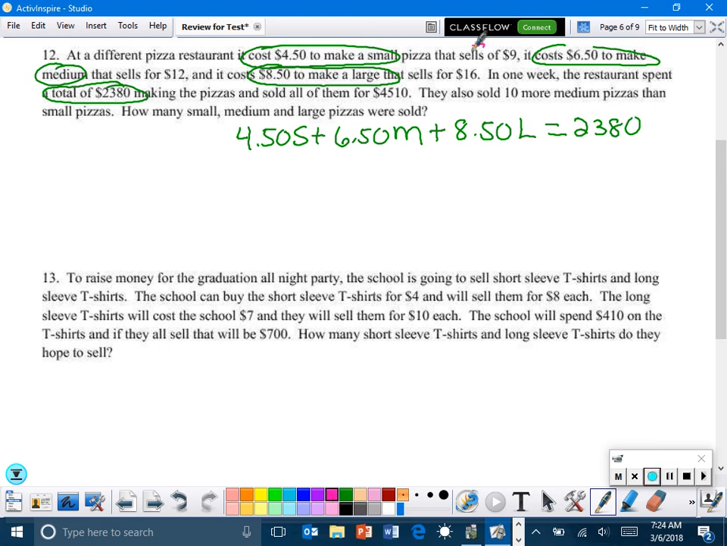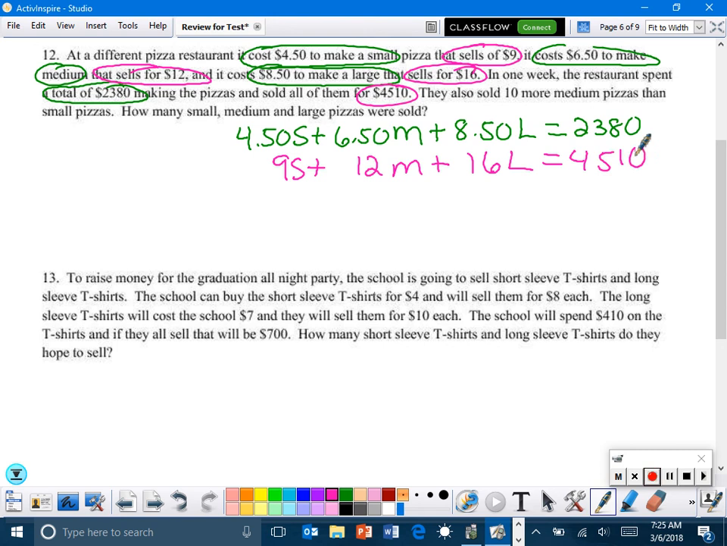Okay, they sell the smalls for $9. They sell the mediums for $12. They sell the large for $16. And a total of $4,510. Now, we need 3 equations. If you have 3 variables, you have to have 3 equations. You cannot do this without it.